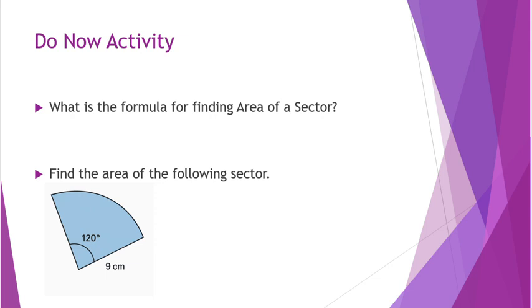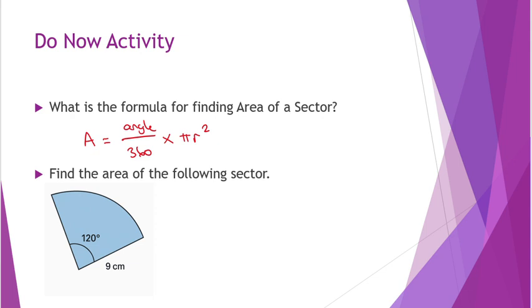So the first question is, what is the formula for finding the area of a sector? If you remember from last lesson, the formula would be A is equal to angle over 360 degrees times pi r squared.